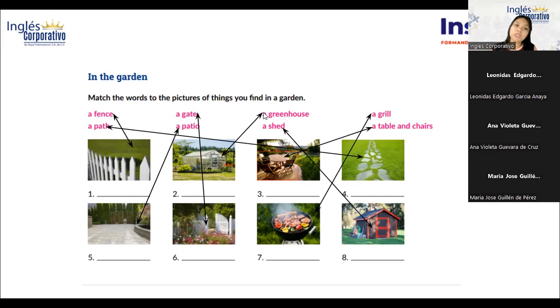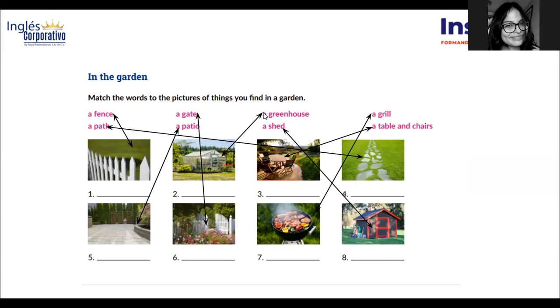Do you have any question? ¿Preguntas? Me, teacher. Yes. What is a gate? A gate is like un portón. Okay. Yes, como un portón. En ese caso, es este number six. El portón está hecho de qué? De madera. Okay, pero sigue siendo como el gate, como el portón donde usted entra. Okay. Thank you. Very good.